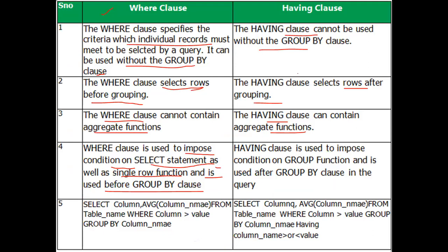Now, the HAVING clause is used to impose a condition on a group function and is used after the GROUP BY clause in the query. So this is the syntax: SELECT column, AVG(column) FROM table name WHERE column greater than some value, that means some condition you are applying, GROUP BY column name, and HAVING is one more condition: column name greater than or less than or equal to a value. So this is the difference between the WHERE clause and the HAVING clause. It's a very important topic. Now we'll see the practicals of this.